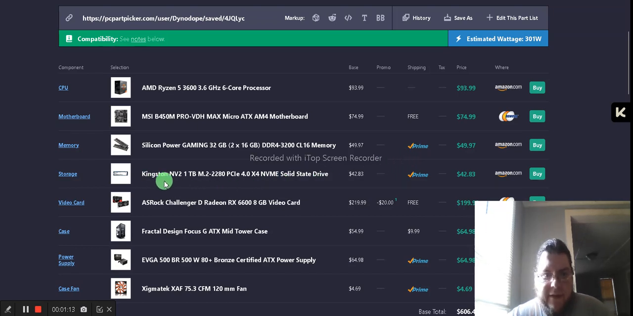For storage, we have the Kingston NV2 1TB M.2 NVMe drive, PCIe Gen 4. Although I think this motherboard only supports Gen 3, I might be wrong. But that's $4,283 from Amazon.